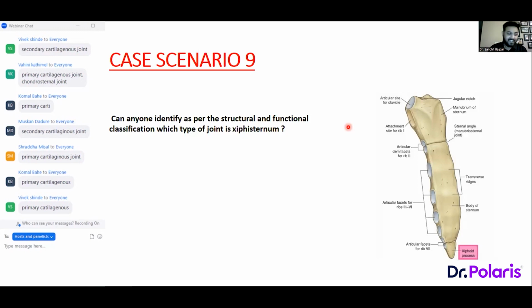The catch is, functionally, this is classified as synarthrosis. Remember this line. This line is going to come to you 10 times and you are going to have MCQs on it. This is the only joint of the skeleton which structurally is a synchondrosis or primary cartilaginous joint, but functionally becomes synarthrosis. Now, can you tell me, Shraddha, why it is functionally synarthrosis?